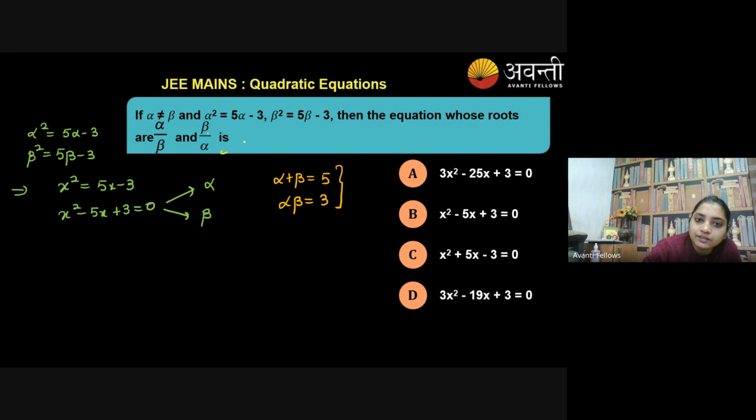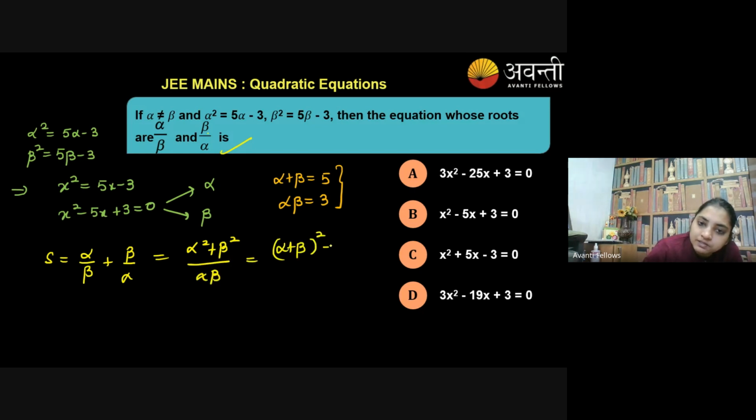I need to find the equation whose roots are alpha upon beta and beta upon alpha. So sum of roots is alpha upon beta plus beta upon alpha. It means alpha square plus beta square upon alpha beta. And I can rewrite it as alpha plus beta whole square minus 2 alpha beta divided by alpha into beta. Yes or no? 25 minus 6 divided by 3. So it means 19 by 3.